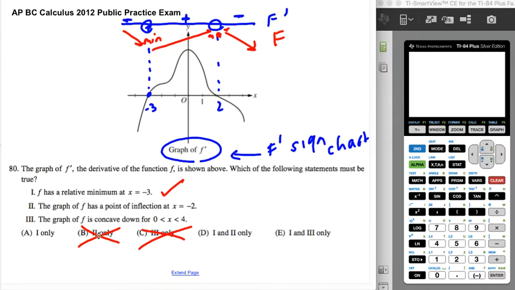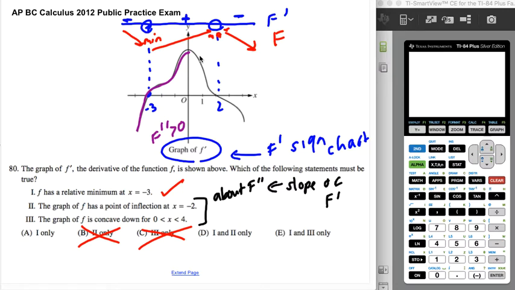So the graph has a point, so both of these are now about f prime. About f double prime. These are both about f double prime, right? Well, f double prime is the slope of f prime, meaning it's the slope of this given graph. So here, where this slope is positive, on this window, f double prime is positive, and on this window, f double prime is negative.